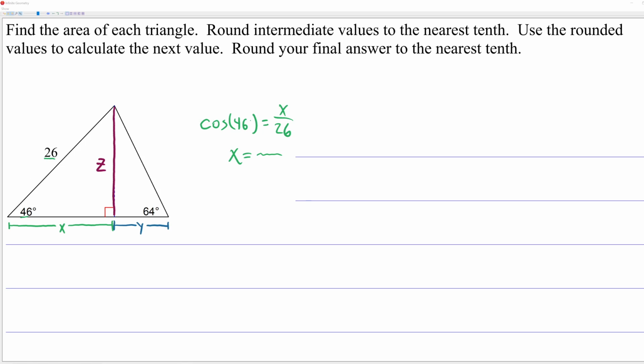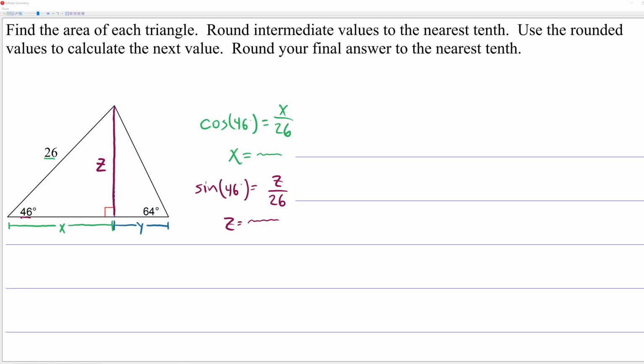And now to find z, notice to find z you could use the Pythagorean theorem if you wanted. You know the hypotenuse, you found x, so you can use Pythagoras to find z. I think you'll find using trigonometry is just as fast as using Pythagoras, so you might as well use it. From the 46-degree angle, z is the opposite side, 26 is the hypotenuse. So the sine of 46 is z over 26. Solve this equation, you'll have z equals some number.